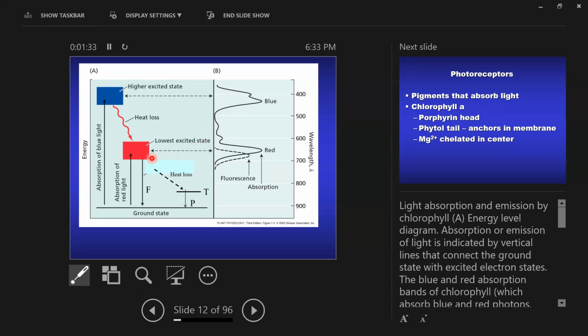I won't be asking about fluorescence and phosphorescence that's being shown on here. The triplet state would be a good thing to know, that that's the most stable state of electron excitation, and it does allow, hopefully, for the transfer of that electron to the acceptor molecule.